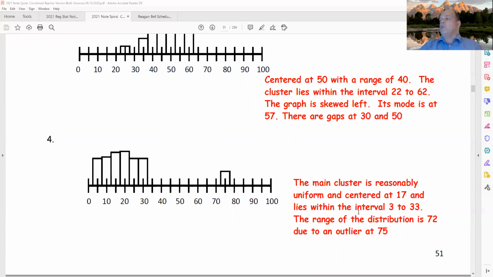But then I say the range of the distribution is 72. And that's because I went from the smallest value to the largest value, and the range is 72, and it's due to an outlier at 75. So I've discussed my unusual features. So this is how you cuss your data out. So center, unusual, shape, and spread, and this is the appropriate way we cuss.